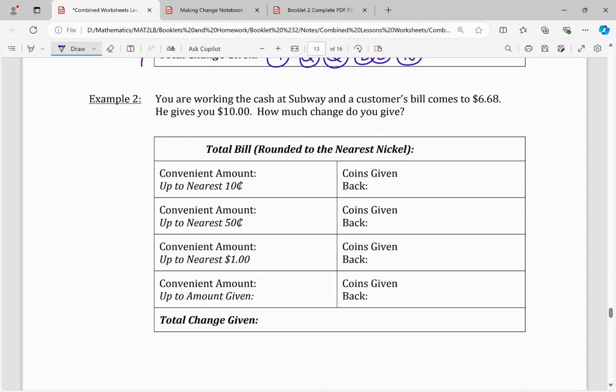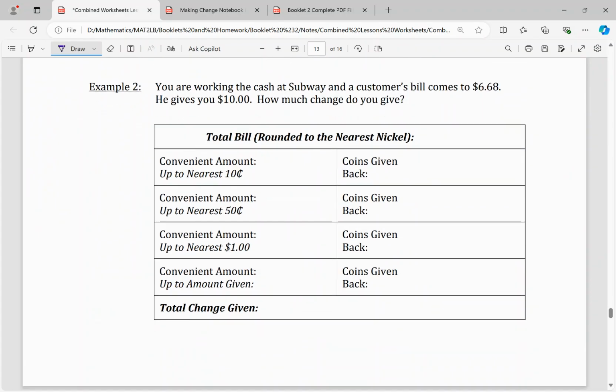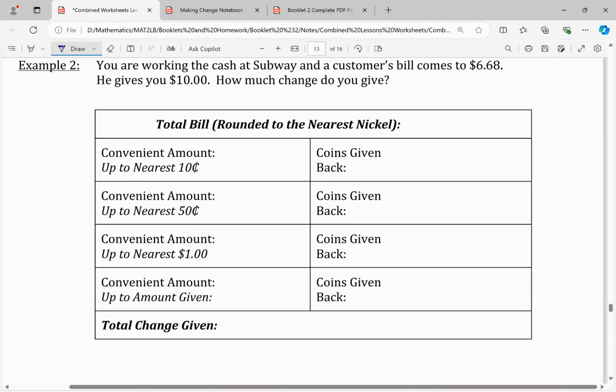You're working cash at Subway. Customer's bill comes to $6.68. He gives you a $10 bill. How much change do you give? Well, $6.68. Let's start by rounding that up to the nearest nickel.